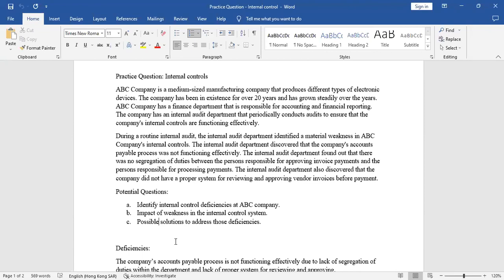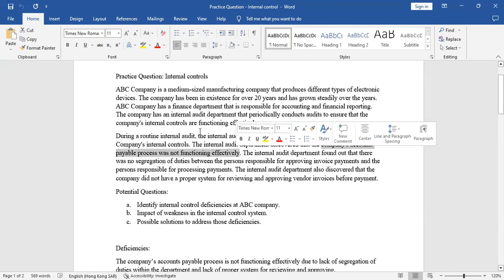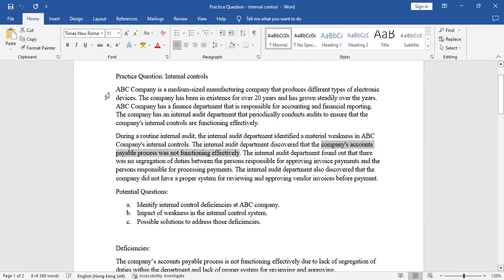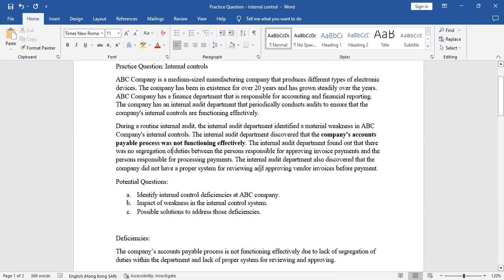During a routine internal audit, the internal audit department identified a material weakness in ABC company's internal controls. The internal audit department discovered that the company's accounts payable process was not functioning properly. So the internal controls are weak around accounts payable, and you can highlight this information.